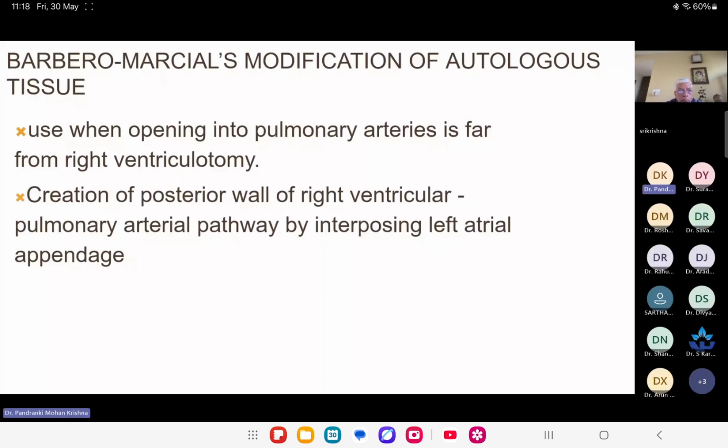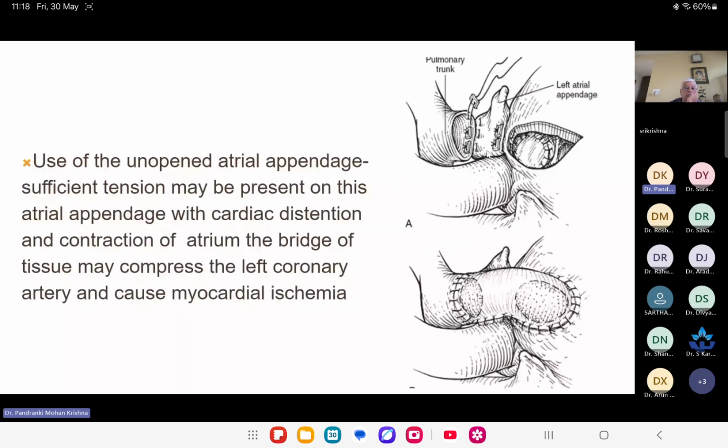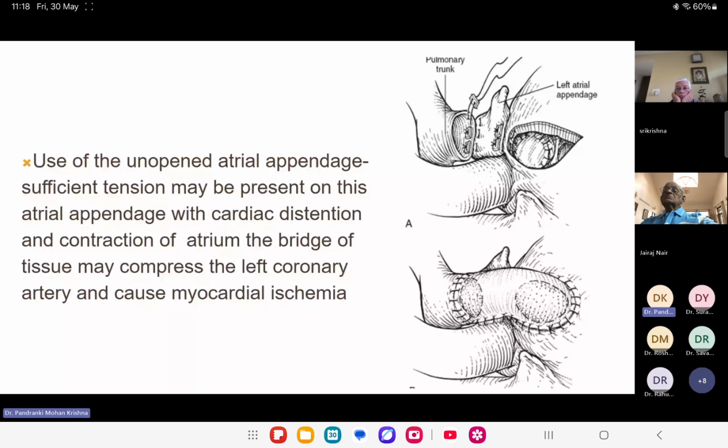It is without opening, we can use opening. If we are opening the later, then water soon and flap and area to bridge the gap, of the left atrial appendage to interpose in between the both. But here the problem is that after cardiac distension and contraction of the atrium, the bridge may compress the left coronary artery, which may cause myocardial ischemia. So the thing has to be seen.